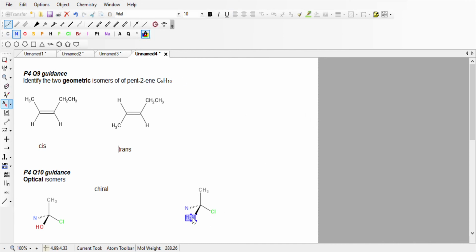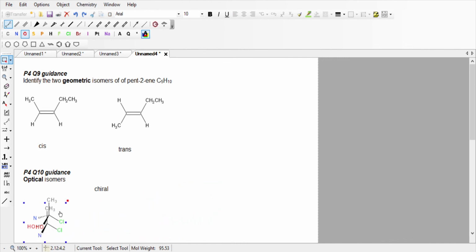So if I make this one the nitrogen, I'll just turn that off for now. And if I make that one the oxygen group, what we have is the optical pair. Oh, that's what happens when you don't select it properly. What we have is the optical pair.